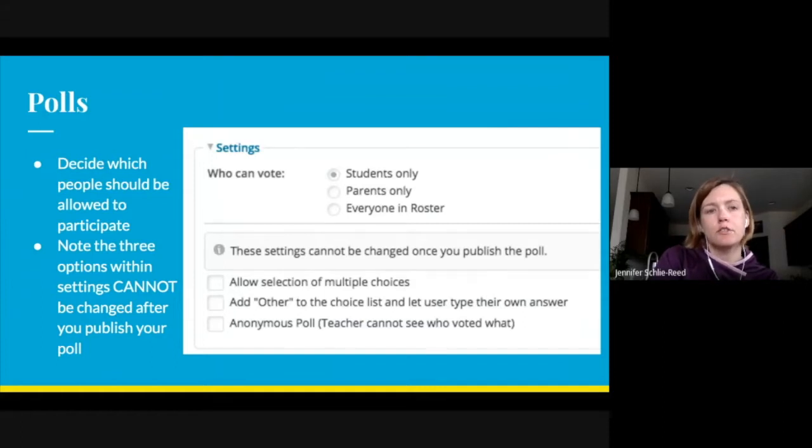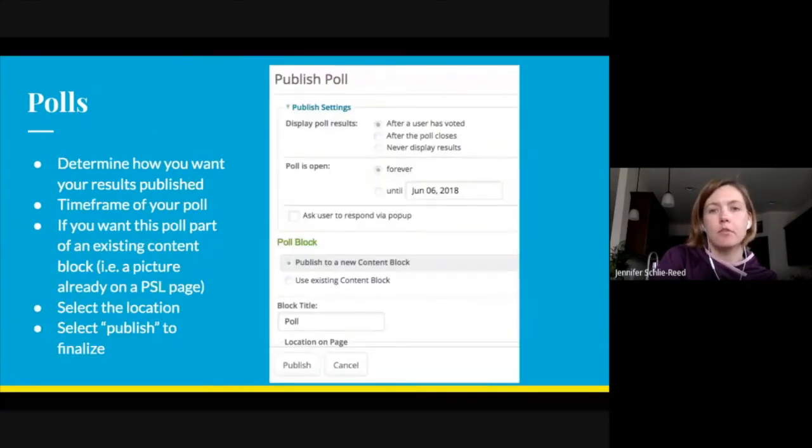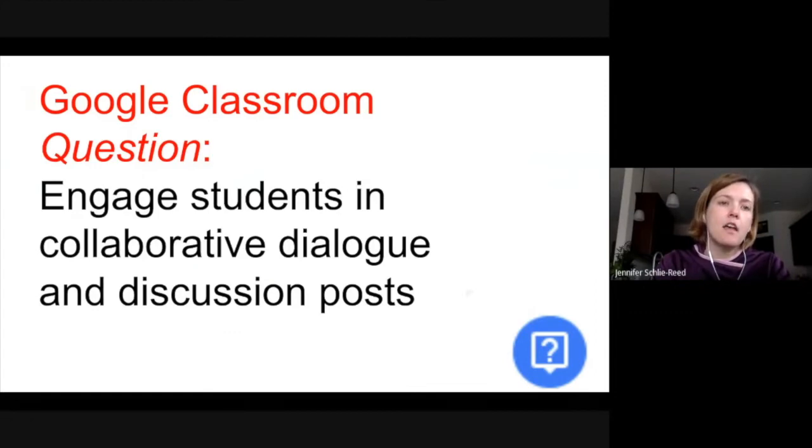And so you just essentially publish, and then the parents and or students are able to answer. And you also can decide when the poll closes and things like that. And again, if that's something you're interested in, just contact us and we would be able to go more in depth with that. Google Classroom also has the question feature.